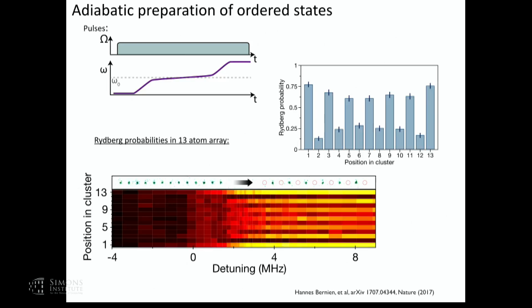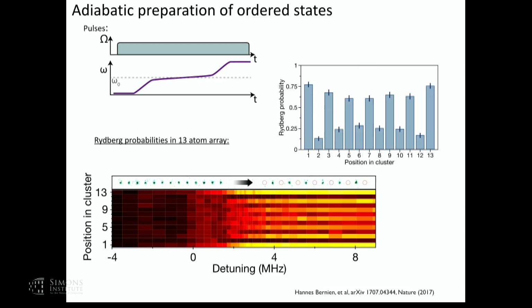Or what we could do is follow the trajectory of all atoms. We could change the detuning, stop, and make a measurement. And what you see here is that you start with all atoms in the ground state. At the end, there is this anti-ferromagnetic order emerging, but in between, there is this competition between the orders. That's the essence of the phase transition.